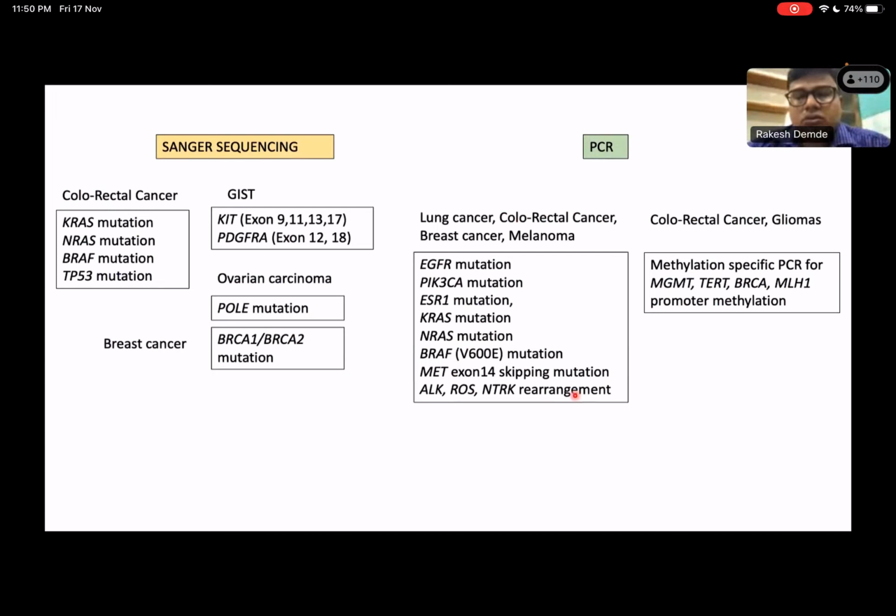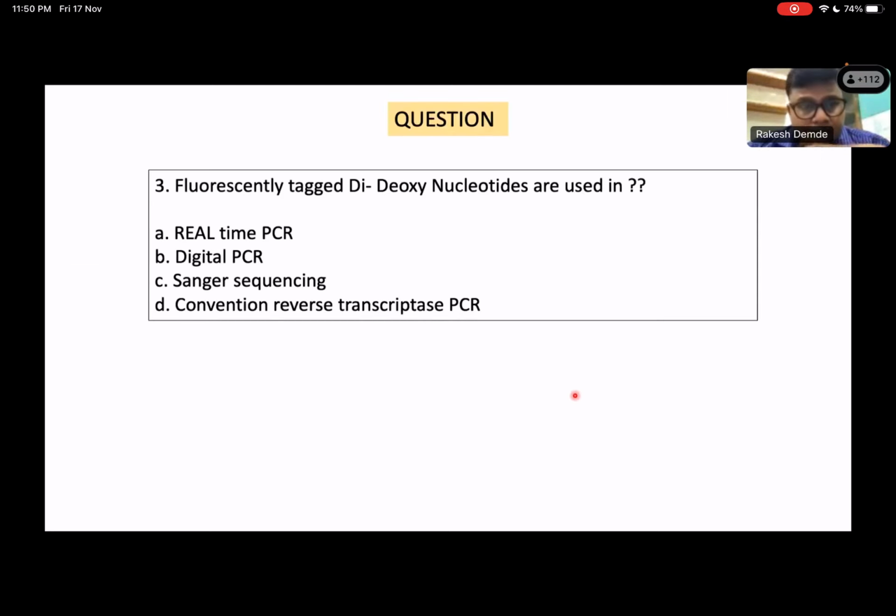You cannot do large-scale multiplexing with these PCR assays or Sanger sequencing. But whenever you have to look for a particular mutation, and you know this particular alteration is commonly seen in particular carcinomas, you can check for it by a single assay, because these are cheaper than the next generation sequencing assays. So this also carries importance whenever you have a specific alteration to look for in carcinoma cells.